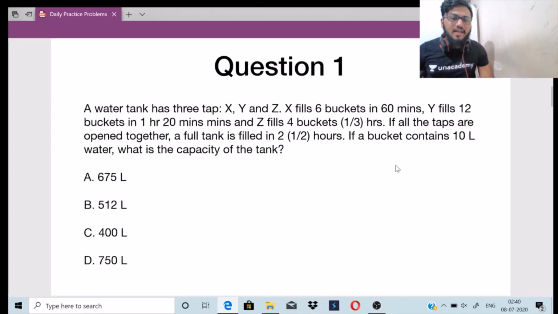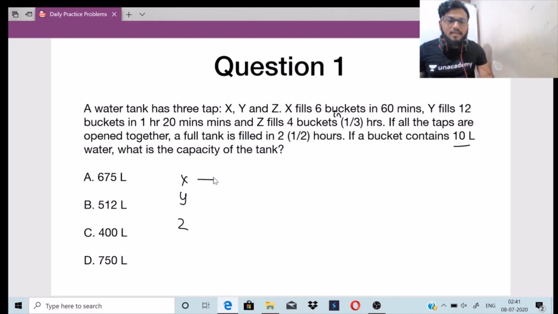A water tank has three taps, X, Y, and Z. X fills 6 buckets in 60 minutes, Y fills 20 buckets in 1 hour 20 minutes, and Z fills 4 buckets in 1 by 3 hours. If all the taps are opened together, a full tank is filled in 2.5 hours. If a bucket contains 10 liters of water, what is the capacity of the tank? A water tank basically has three taps, that is X, Y and Z.